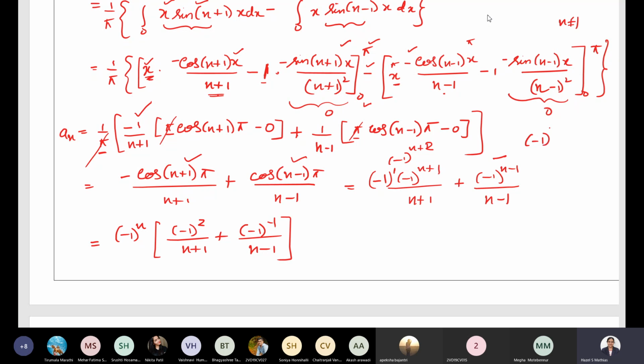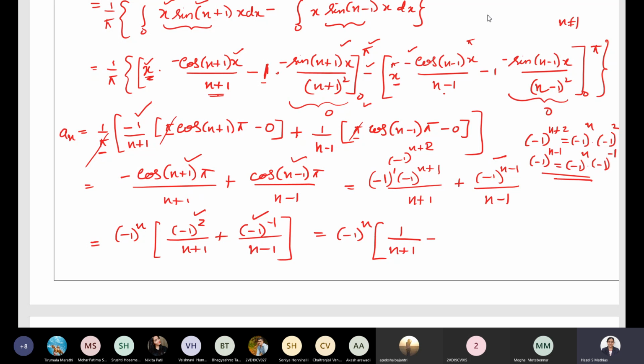Remember this, minus 1 power n plus 2 can be written as minus 1 power n into minus 1 power 2. Similarly, minus 1 power n minus 1 can be written as minus 1 power n into minus 1 power minus 1. So this is what I have written over here after taking the common minus 1 power n. So we have over here minus 1 power n, minus 1 whole square is 1 divided by n plus 1. Similarly, minus 1 power minus 1 is minus 1. So we get this here. Now take the LCM and simplify.